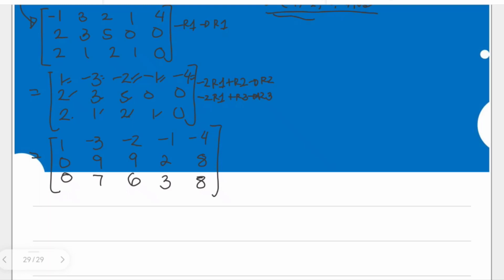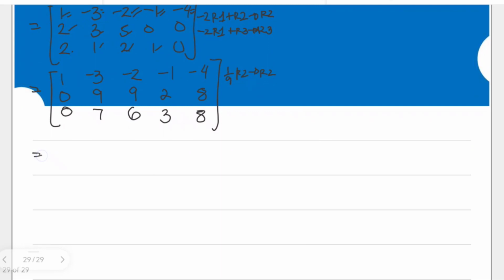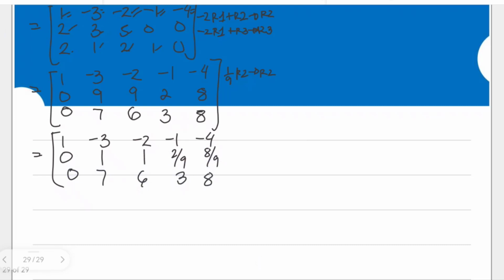The next step here is to make a leading 1 in row 2, so we're going to multiply 1/9 to row 2 for a new row 2. Let's just stick with that method in the meantime. 1, negative 3, negative 2, negative 1, negative 4. You have 0, this is now 1, this is now 1, 2/9, 8/9. Okay? 0, 7, 6, 3, and 8 as well.